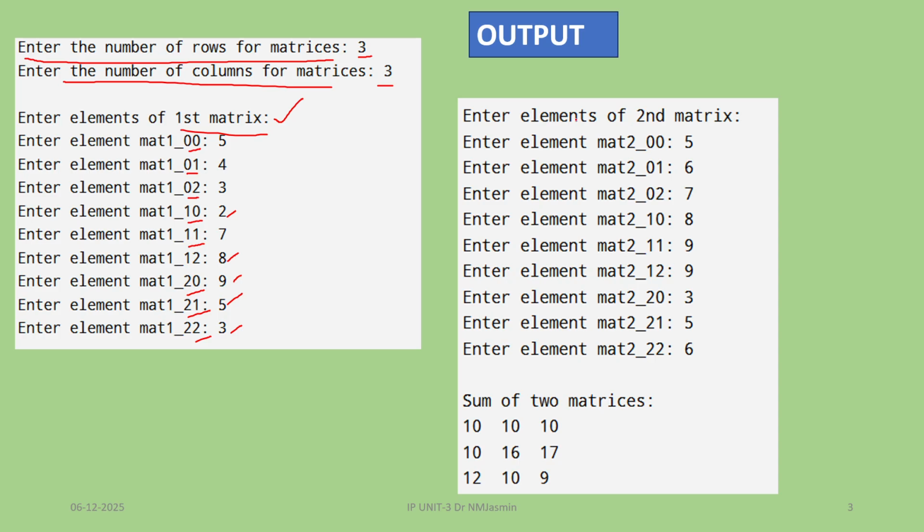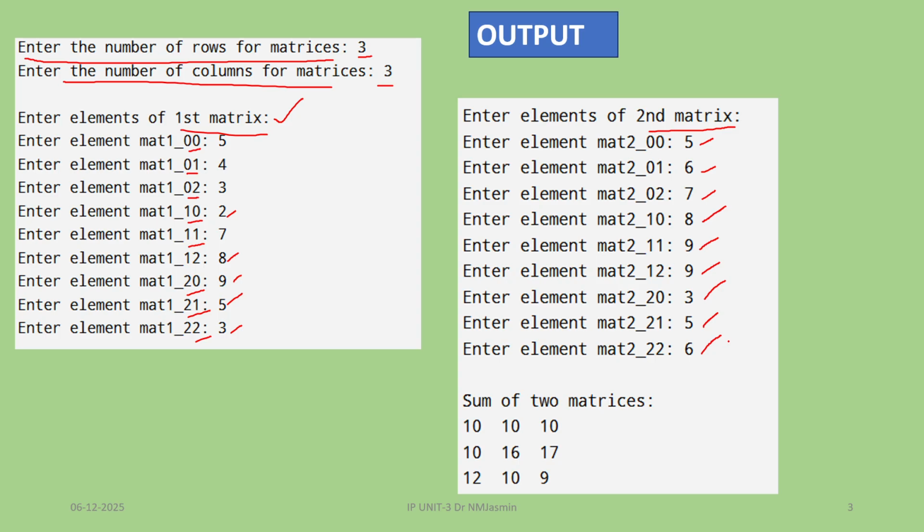And come to enter the elements of the second matrix. So here I got the 3 cross 3 matrix. Here at the first location 0 0, I chose 5. At 0 1 location, I chose 6. At 0 2 location in matrix 2, I chose 7. At 1 0 location of matrix 2, I chose 8. At 1 1 location of matrix 2, I chose 9. And at 1 2 location, I chose 9. And at 2 0 location, I chose 3. And at 2 1 location, I chose 5. At 2 2 location of matrix 2, I chose 6.